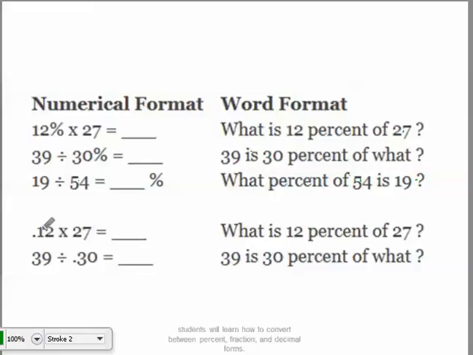This one says 0.12 times 27. What is 12% of 27? Notice the same thing, 12 over 100, 12%. Same thing down here decimally, 39 divided by 0.30. 39 is 30% of what number? Taking the 30%, okay? So let's go on.